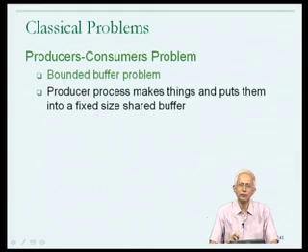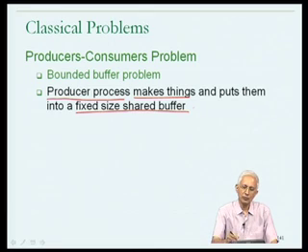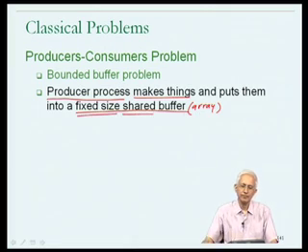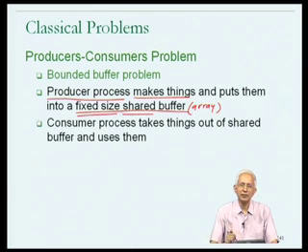Now, the nature of the problem is the following. The situation is one where I have one or more processes which are producing. I refer to them as the producer process. The property of the producer process is that it produces something and then puts it into a fixed size array or buffer. When I use the word buffer, I am referring to something which we will represent as an array in the program. The property of the array is that it is a shared array and that it is of some fixed size.